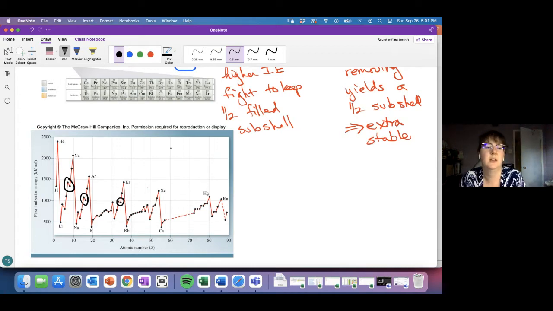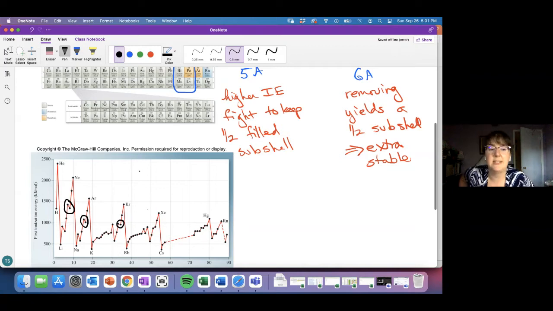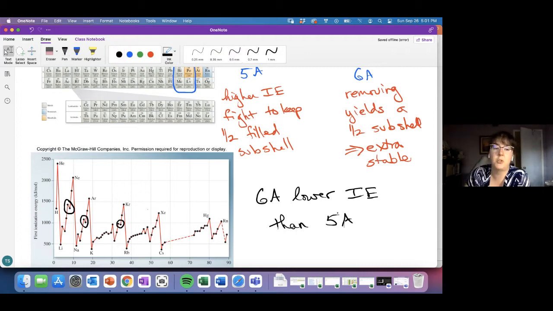Is essentially where you're going along, and suddenly when you get to 6A, 6A actually has a lower ionization energy than you would expect. So 6A has a lower ionization energy than 5A. The reason why I went ahead and brought the graph up is to show you that it is an anomaly, but it's not. Basically, you can see from the graph how large that anomaly is.